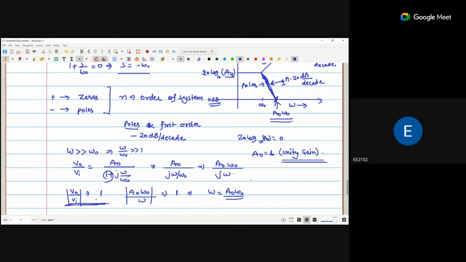Okay, if we look at this particular bandwidth, that bandwidth is omega naught. If we take the complete bandwidth, that is A naught omega naught.